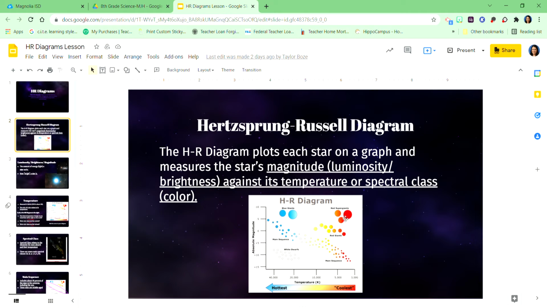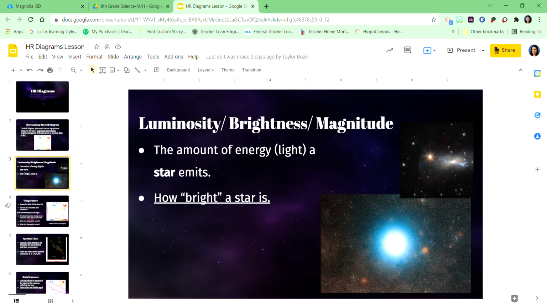And it also determines the color. So the temperature determines the color. Right? So luminosity, brightness, or magnitude, they are all the same thing. It is the amount of energy or light a star emits. So how powerful or bright it is. And that is how we say how bright a star is. And typically the bigger the star, the brighter it is because it's emitting more light that we can see.